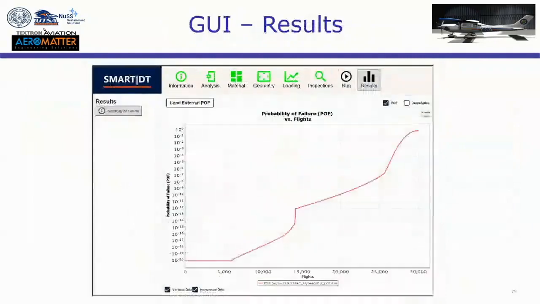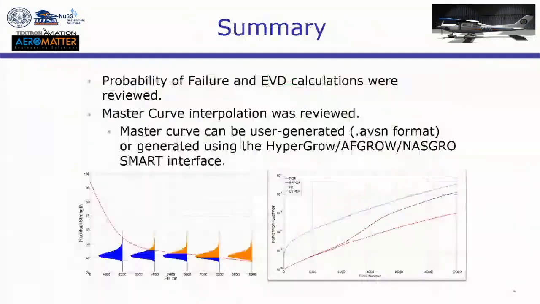And then when you do your run, you get your results, okay? Same thing, we are doing a master curve, but to generate the master curve analysis, we use HyperGrow instead of the user providing that one, okay? That was the only difference that I did here. So we reviewed the probability of failure and EVD calculations. We did master curve interpolations also using the master curve, using the A versus N, and we use HyperGrow, okay?